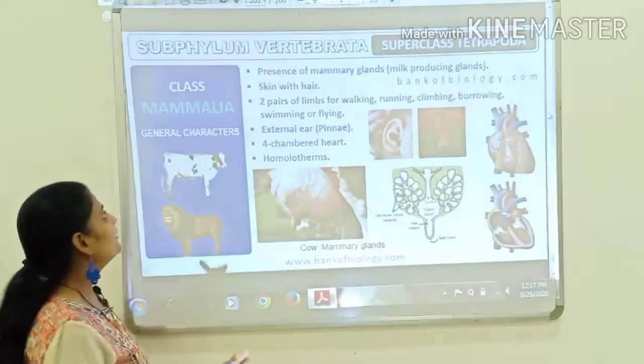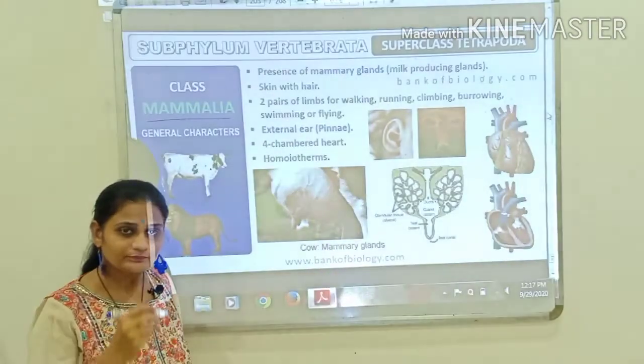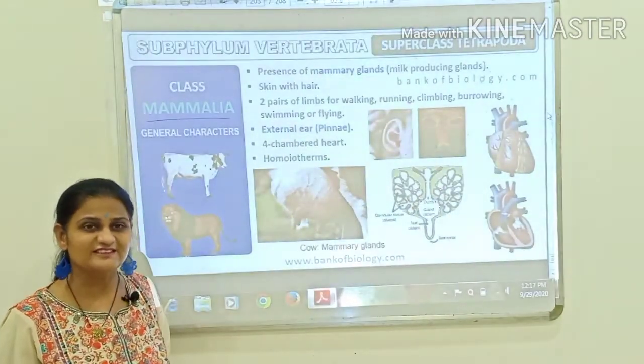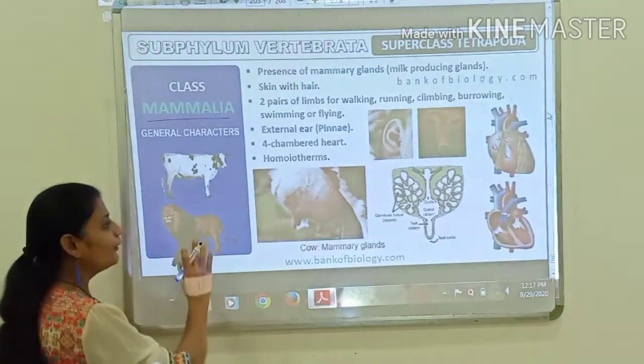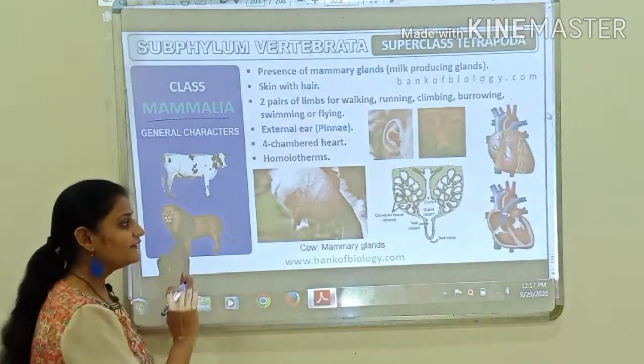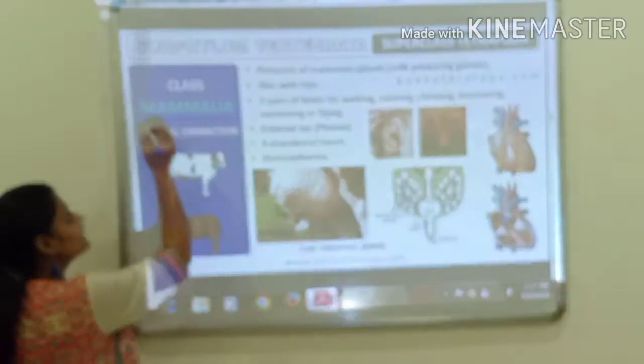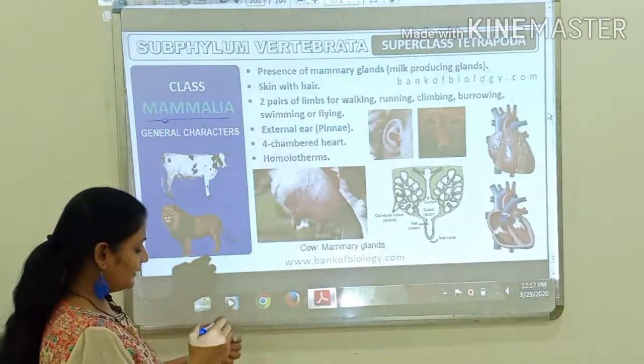Fine. Now this is the last class of the superclass Tetrapoda. ठीक है, और ये हमारे चैप्टर का लास्ट टॉपिक है. With this we will be completing this chapter. Okay, so class Mammalia.